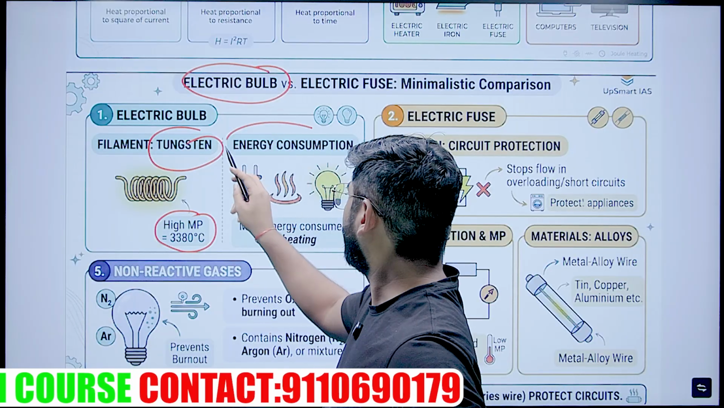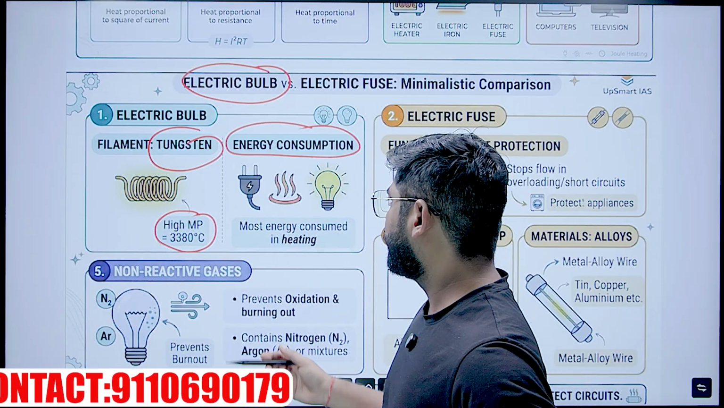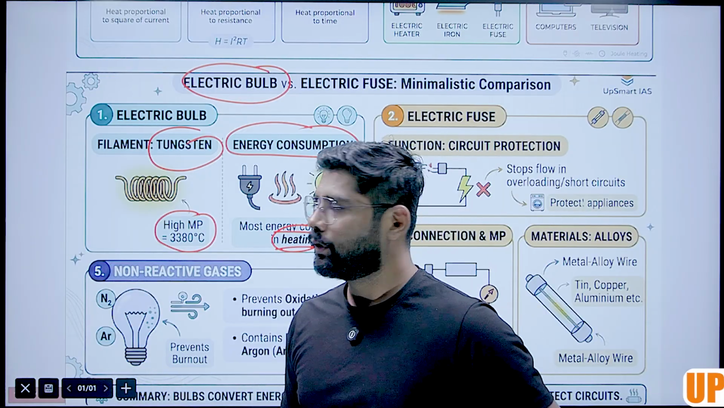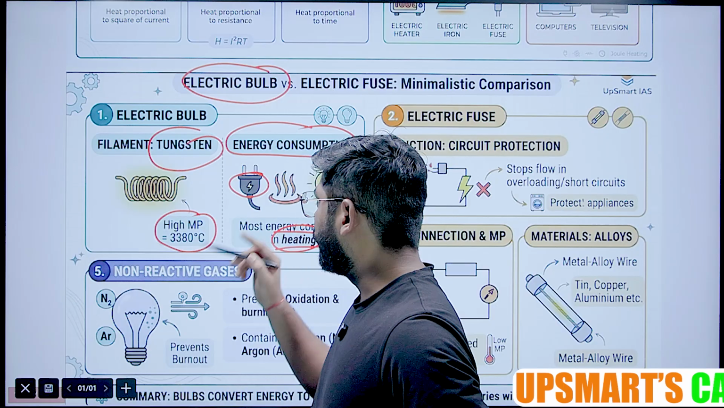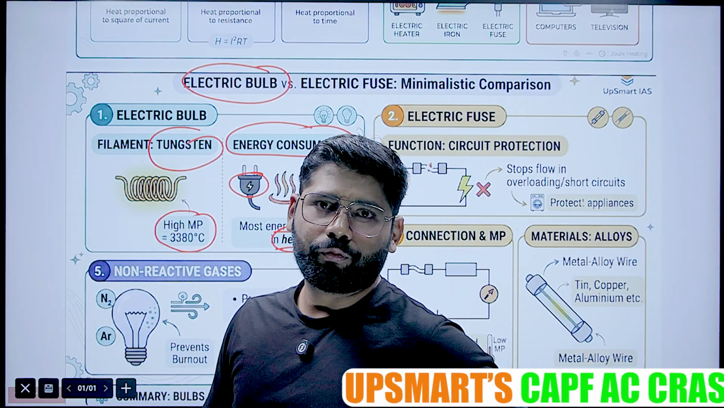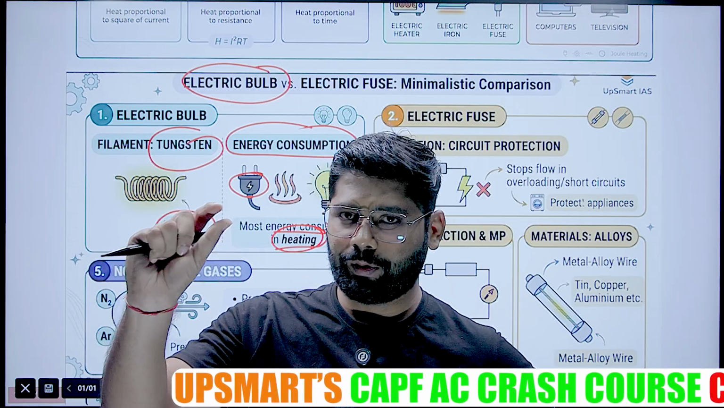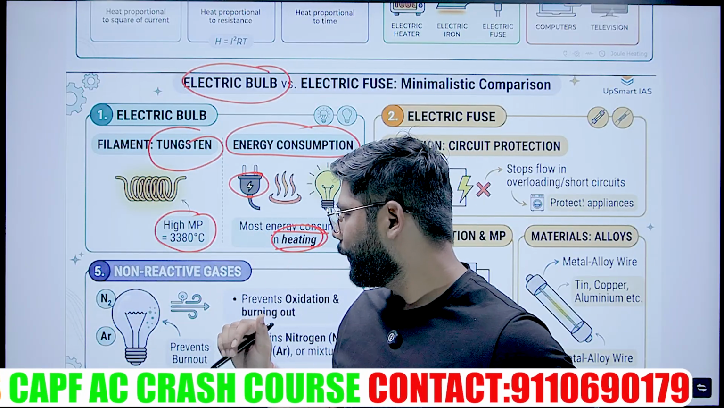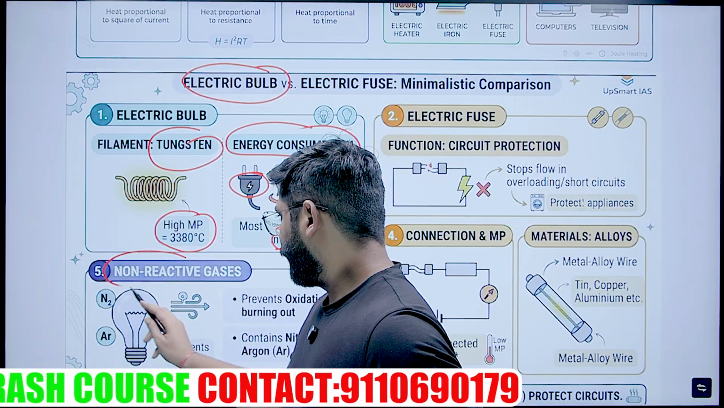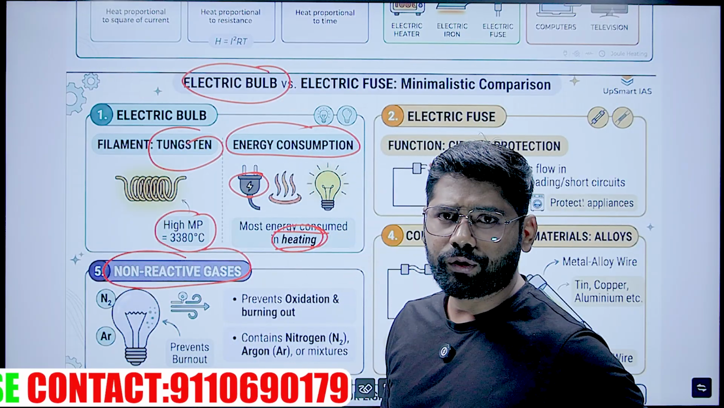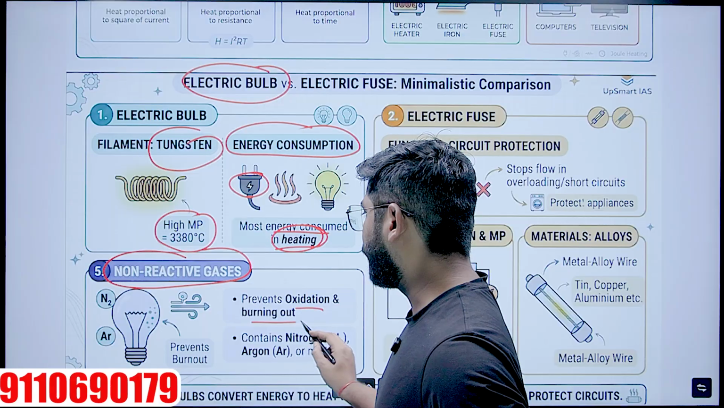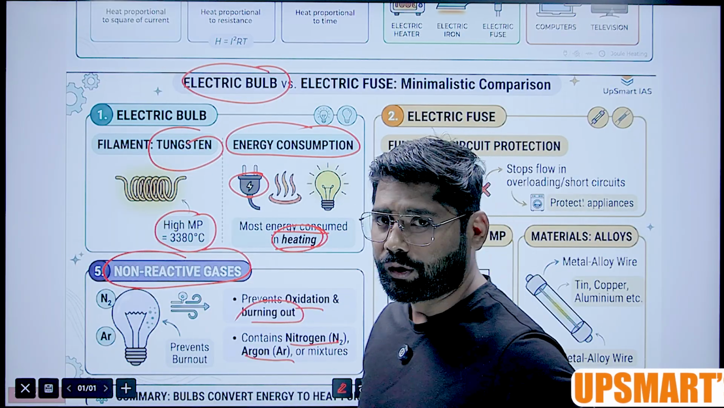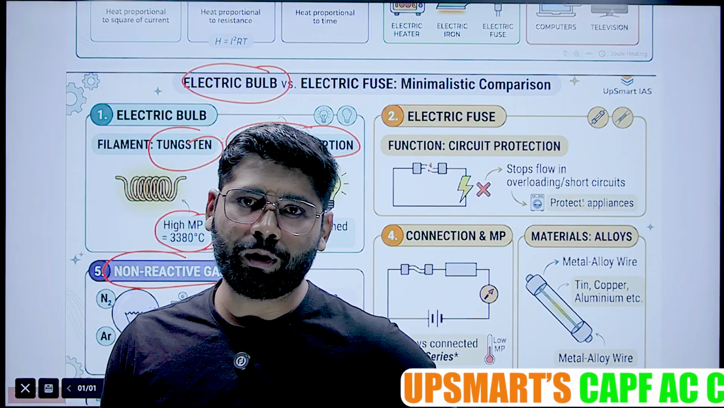Next, the energy consumption. Where does the energy go? Most of the energy is consumed in heating. If you observe whenever you use these filament bulbs, even the pin that we switch in will also get heated along with the bulb. So we need to use non-reactive gases. Why do we need to use non-reactive gases? To prevent oxidation and burning out. So what are the non-reactive gases? These are nitrogen and argon, or other mixtures that we use to prevent oxidation.